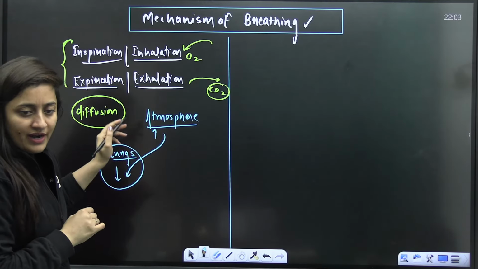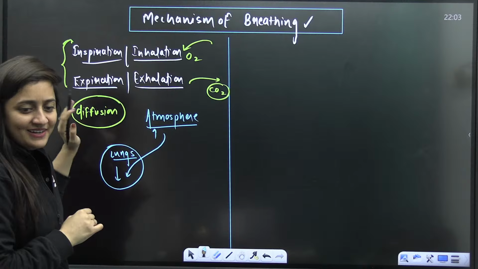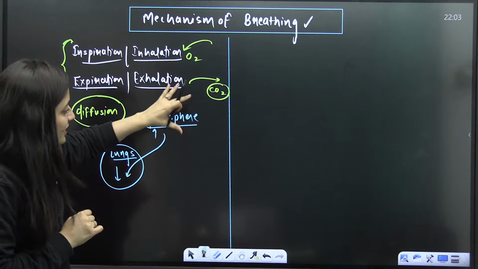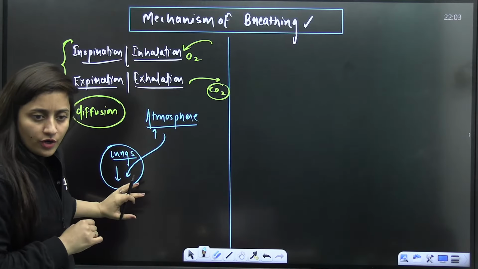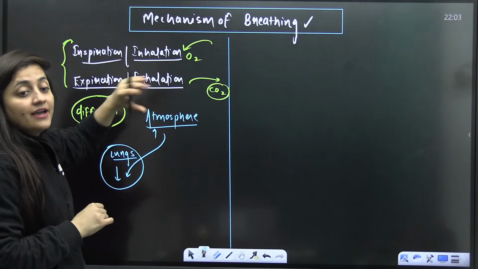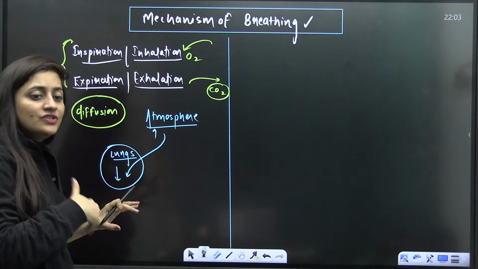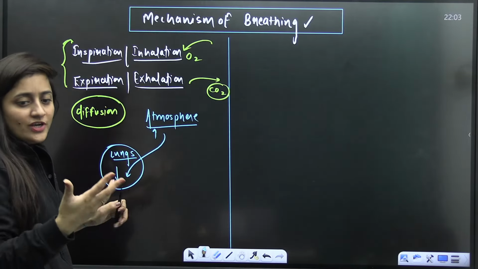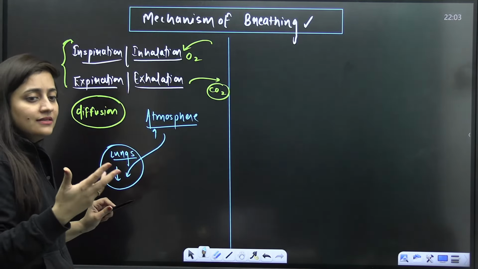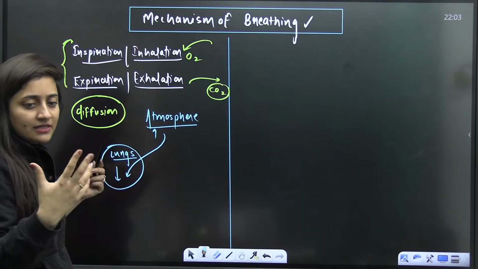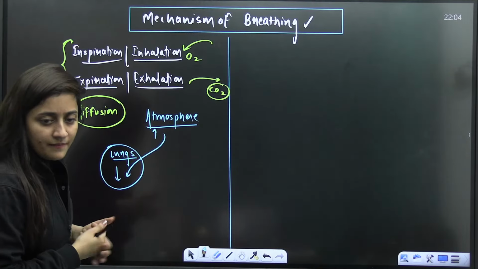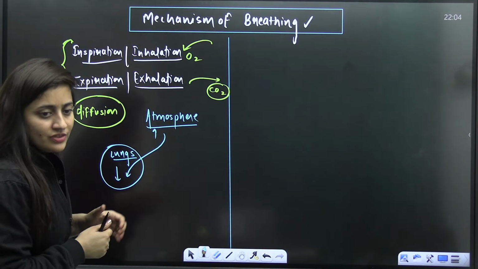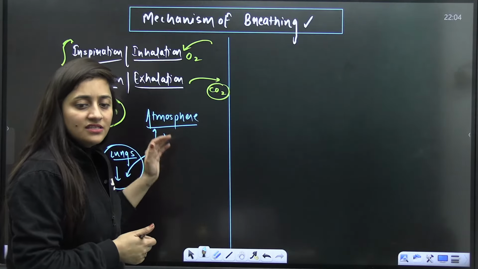Gases are diffusing from their higher concentration to their lower concentration. This is the basic that we know. HSP sir is here in front of him. Though these are basic concepts, HSP sir, correct me if I'm wrong. Okay, so this is what we have.